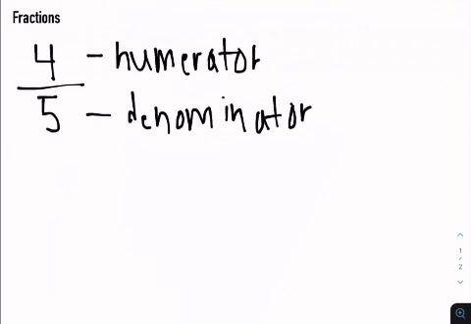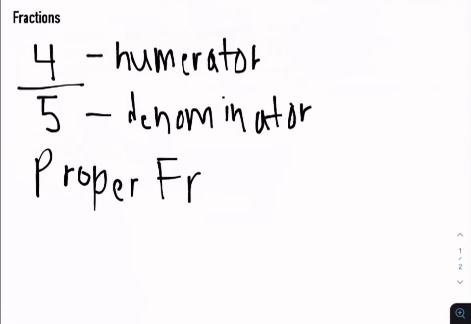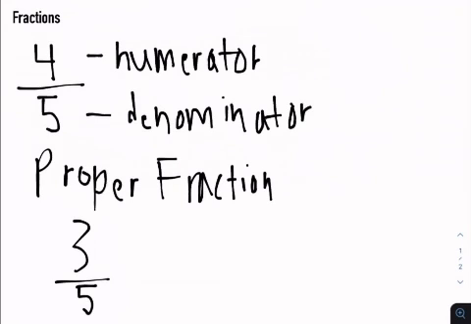There are different types of fractions, including proper fractions, improper fractions, and mixed fractions. Proper fractions have a numerator that is smaller than the denominator. So for example, 3 over 5, because the 3 is smaller than the 5.